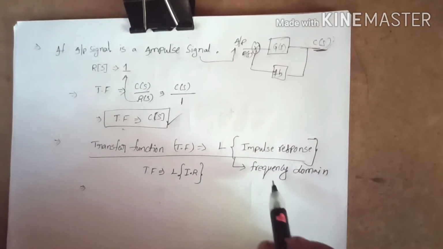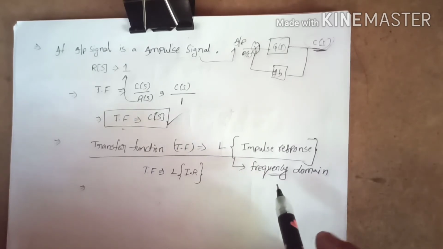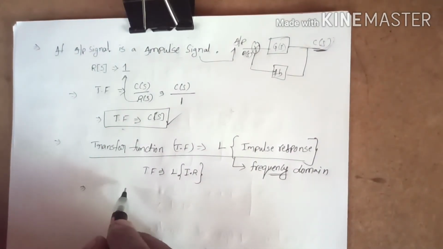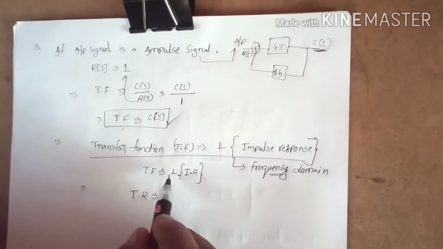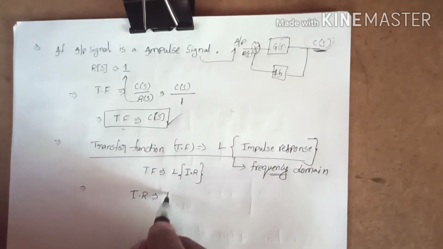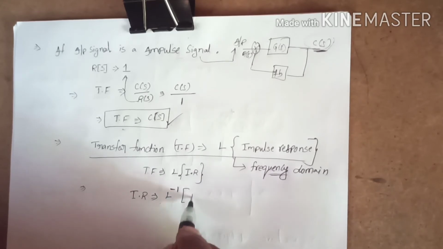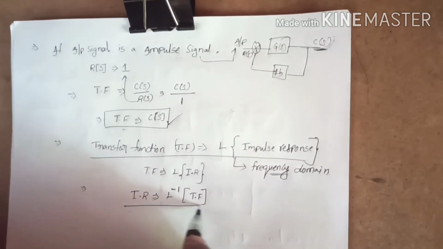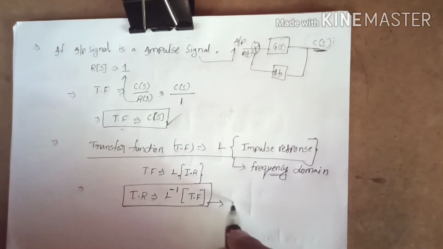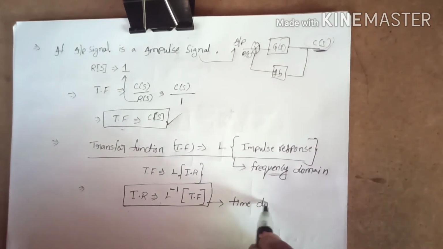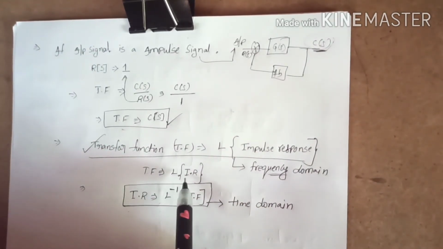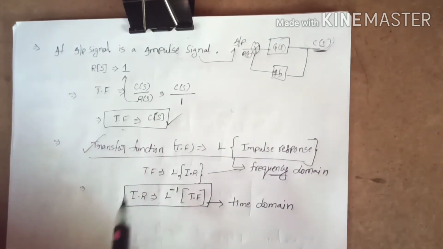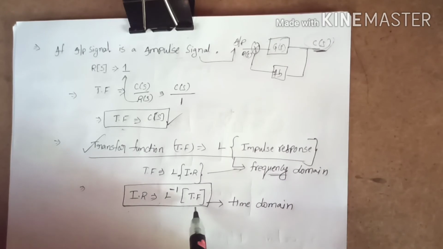Next, we know the frequency domain, and the second one is time domain. Impulse response equals, here the Laplace transform moves to this side and becomes the inverse Laplace transform, of the transfer function. This formula is for time domain. These two are very important. So transfer function equals Laplace transform of impulse response. It is in frequency domain. Impulse response equals inverse Laplace transform of transfer function. It is in time domain.